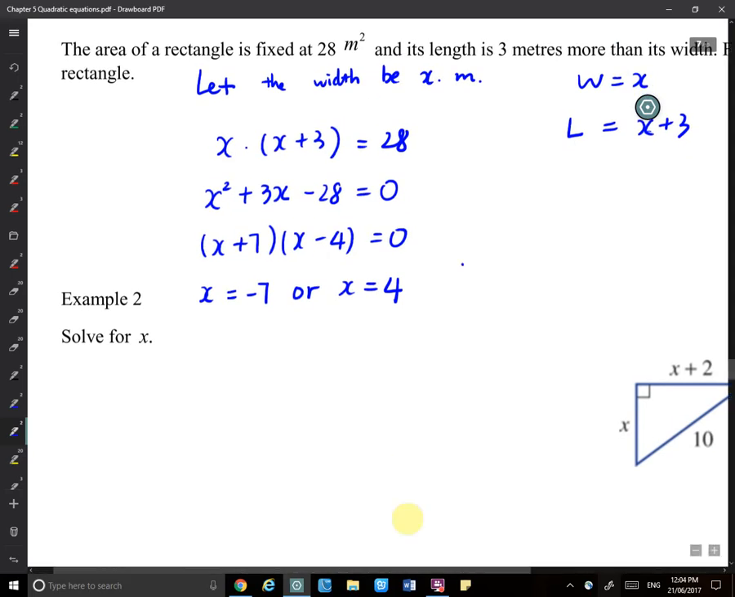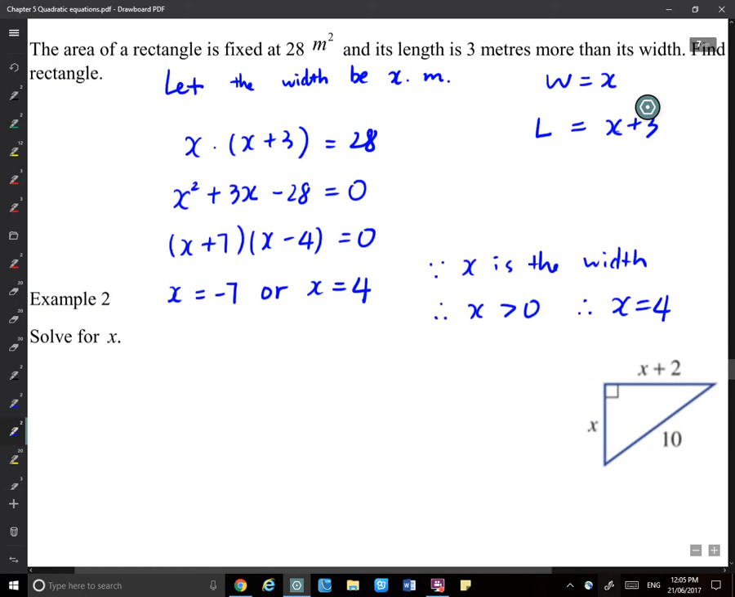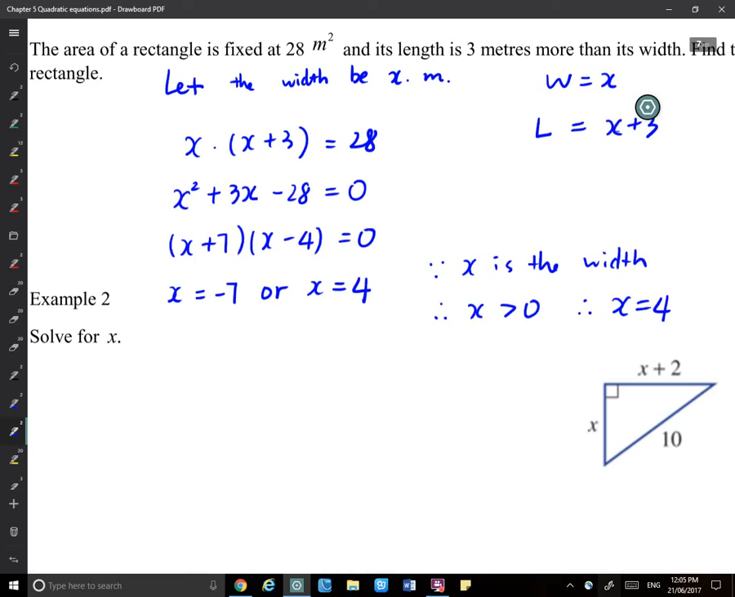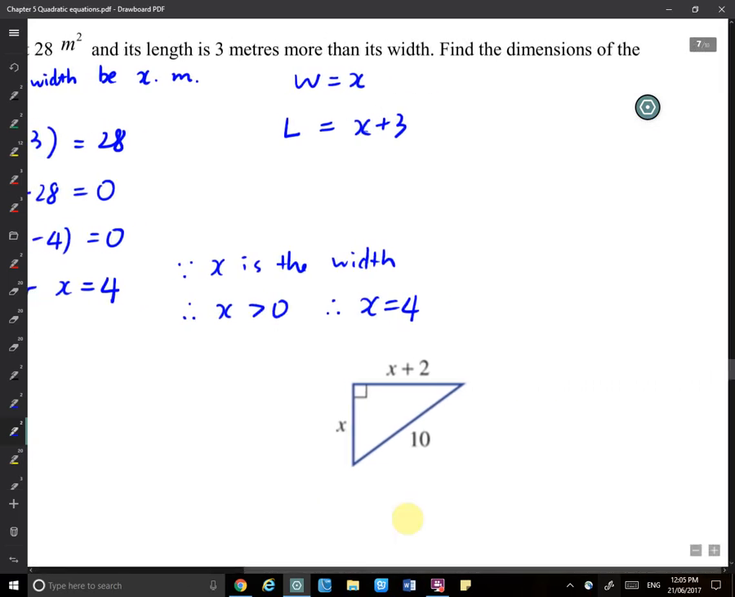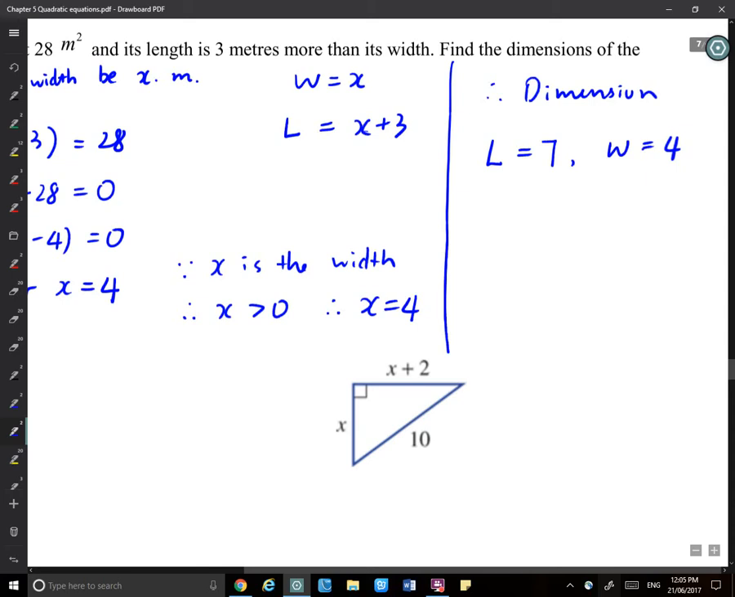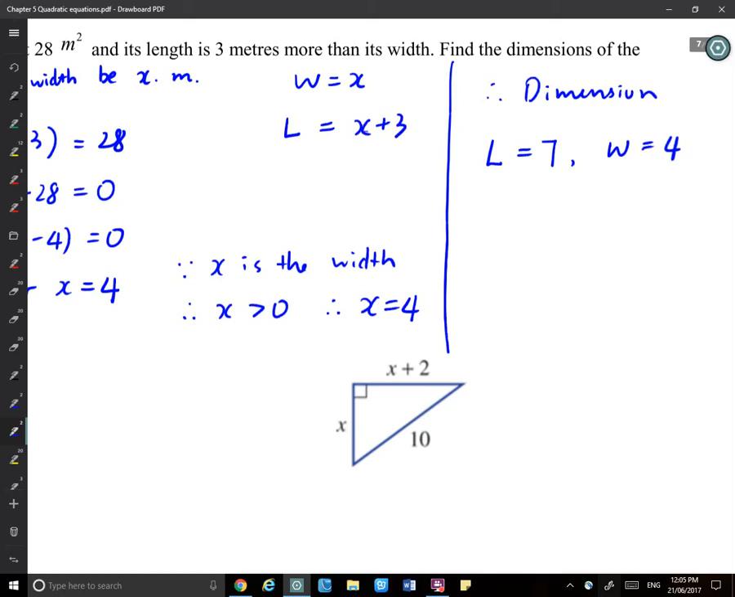You will say, because x is the width, x needs to be greater than 0. Therefore, x will be 4 meters only. So x equals 4, rejecting negative 7. So the dimensions are: length equals 7, width equals 4. When it asks for dimensions, you need to answer both length and width.